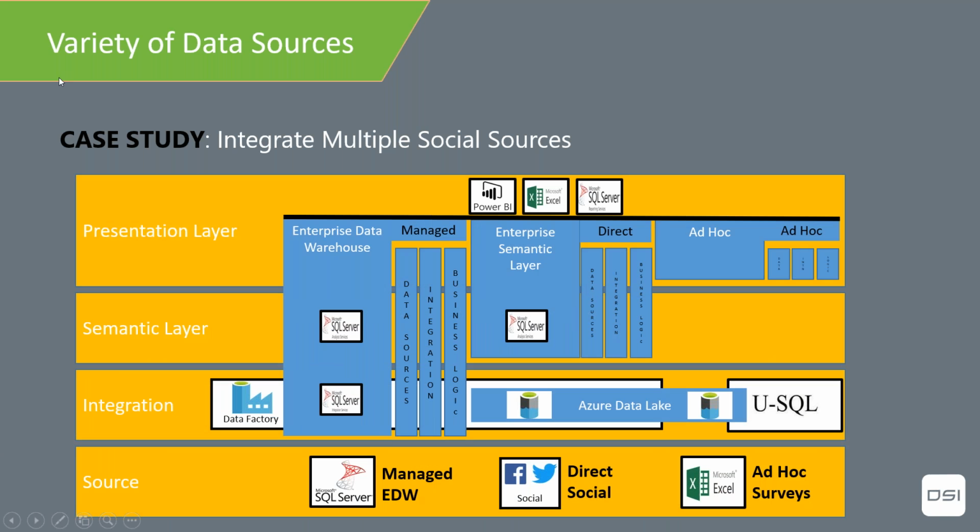What this looks like from the overall modern analytics platform is my surveys, which are actually CSVs, but I couldn't find a CSV icon, so I used Excel. This is using U-SQL to go into the Azure Data Lake. My social media, which is coming through as a direct feed, is going into the Azure Data Lake, and both of these are being consumed into my enterprise semantic layer. But it didn't necessarily start this way.